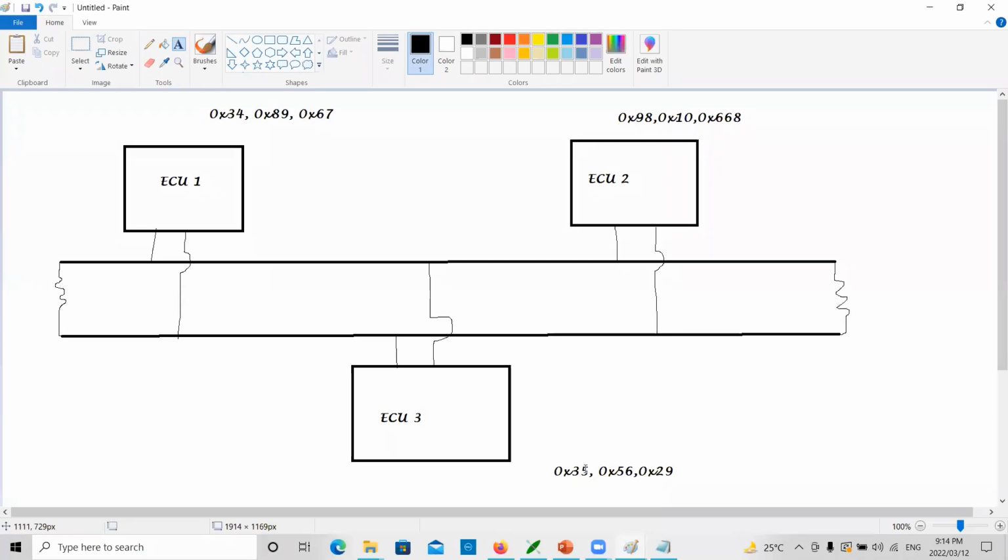Okay, after that group, who will win? 67, 668 and 29. See, arbitration happens like this: the first arbitration happens between 34, 98 and 35. The second arbitration happens between 89, 10 and 56. The third arbitration will happen between 67, 668 and 29. Who will win? 29.